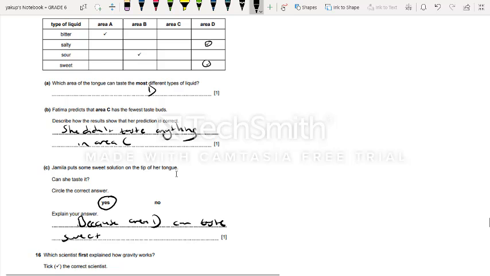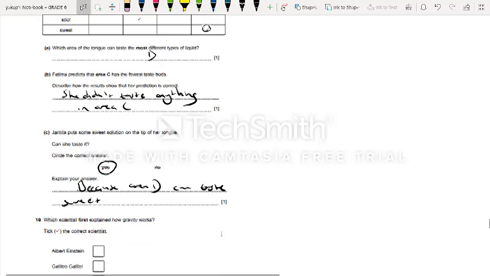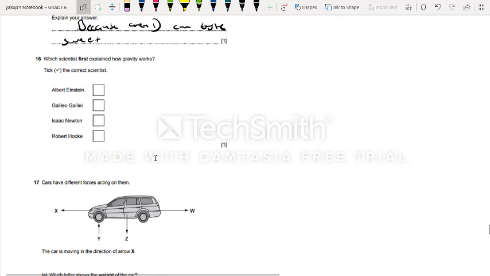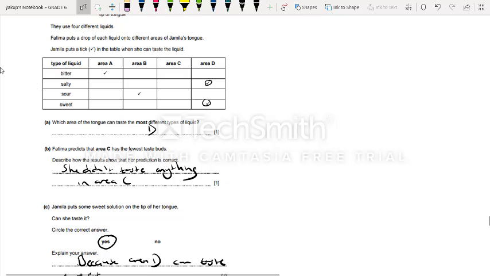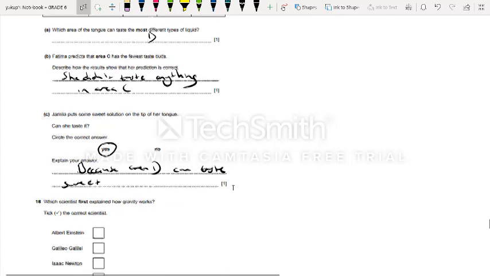Sorry, not salty, because the question is a sweet solution, okay? Because area D can taste sweet, guys. As you see in here, right? Sweet, area D.